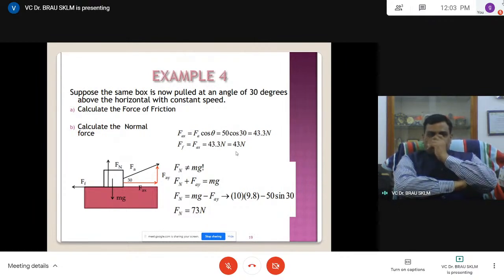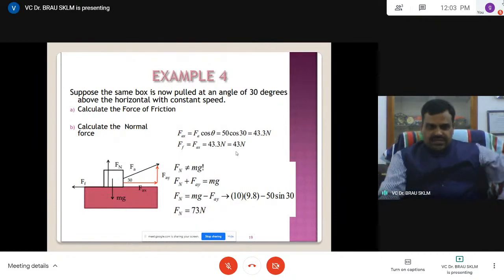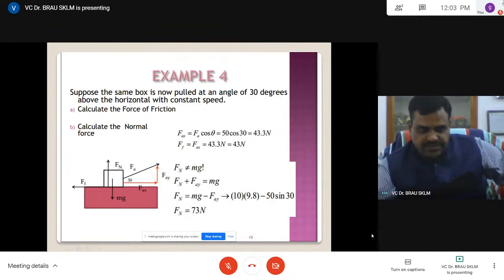See, now let us say there is a box, now pulled at an angle of 30 degrees above the horizontal. A similar problem we have done previously. Calculate the force and calculate the normal reaction. Here this is the weight acting downwards, and this is the force making 30 degrees, and the normal reaction.